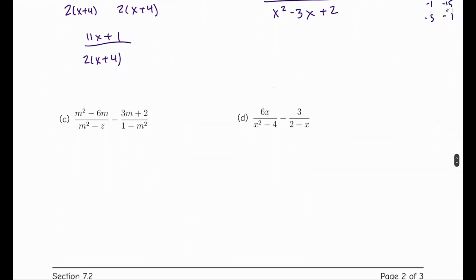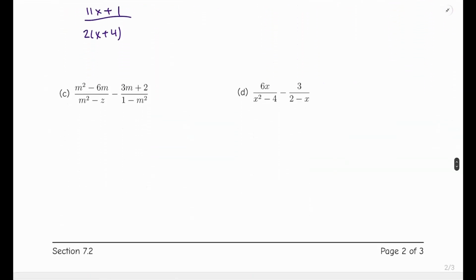There is a typo in part C. Part C should read m squared minus 6m over m squared minus 1 minus 3m plus 2 over 1 minus m squared. Now, whenever you see factors like this, what I'm going to do is factor a negative 1 out of the second fraction, because then that'll become negative 1 plus m squared. Now I can take this negative 1 and multiply it to that negative, so it becomes plus.